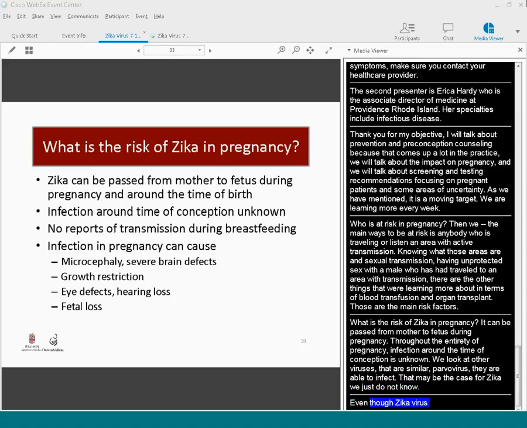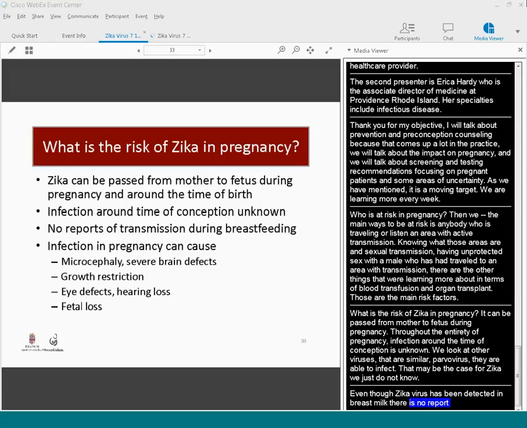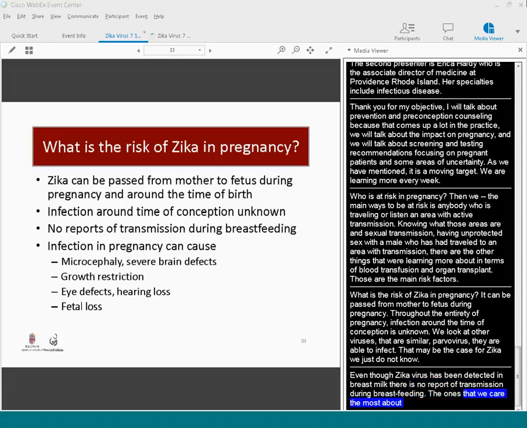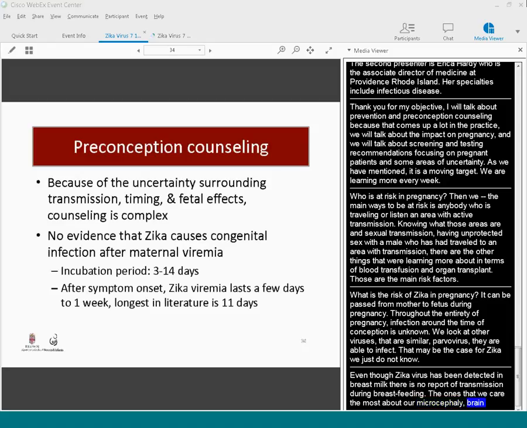Infection in pregnancy can cause birth defects. So the ones that we hear the most about are microcephaly, or small head. And Dr. Smith is going to talk about that, which goes along with brain defects, growth restriction, and then other central nervous system findings, so eye defects, hearing loss, and even fetal loss.